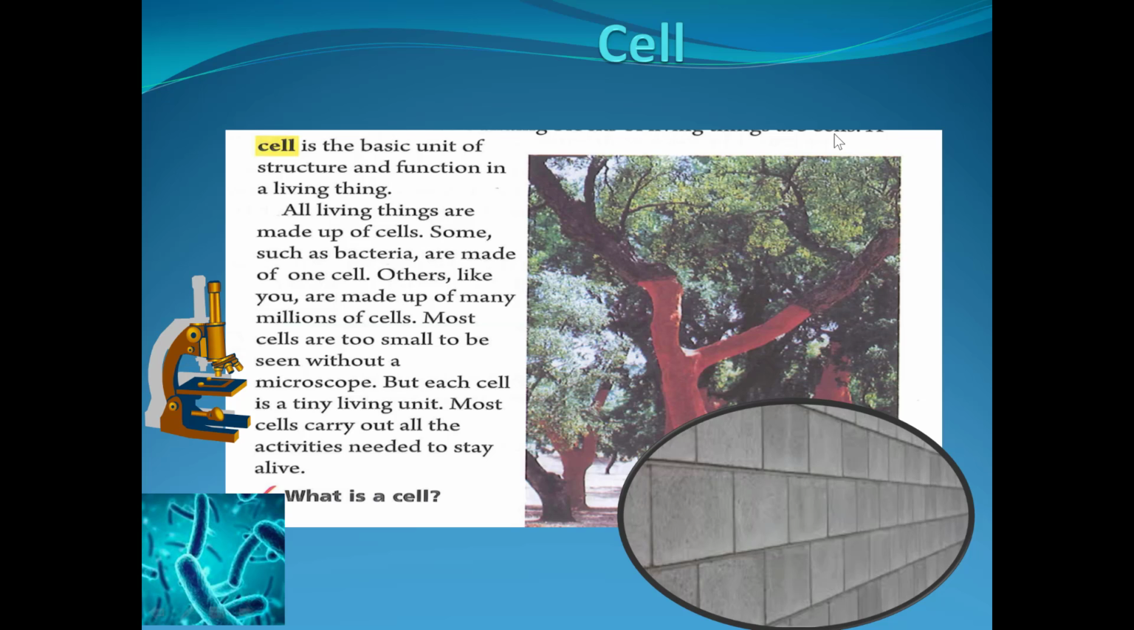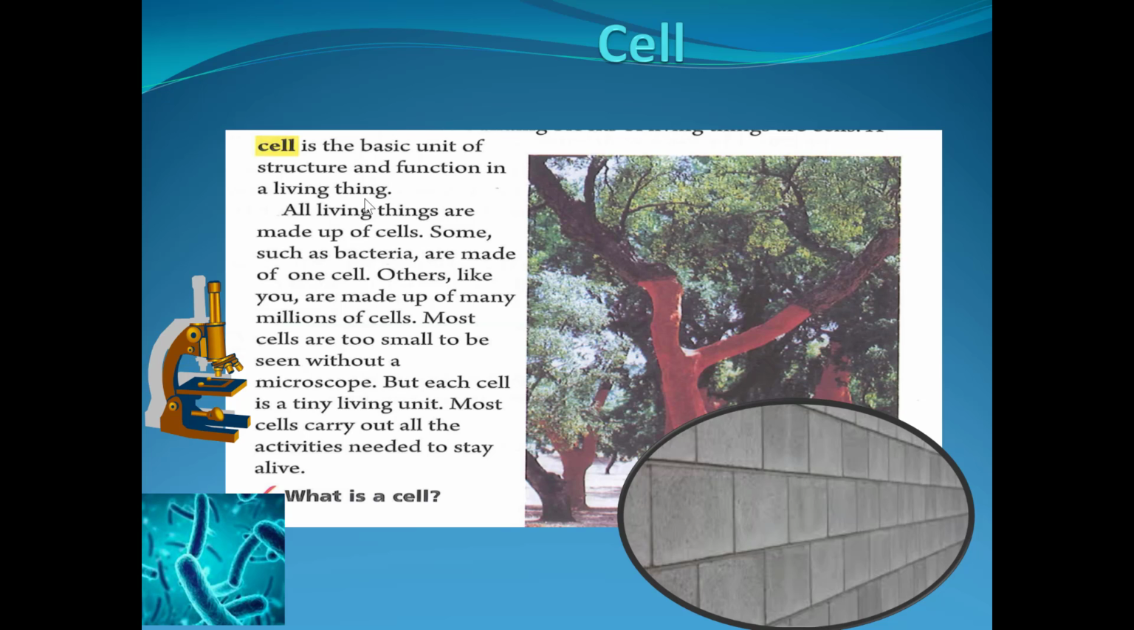So we, as humans, animals, and plants, are made of cells like a house. We are made of blocks, and we are made of cells. So a cell is a basic unit of us. You can say a cell is the basic unit of structure and function in a living thing. So all living things are made of cells, like humans, bacteria, plants, and animals.